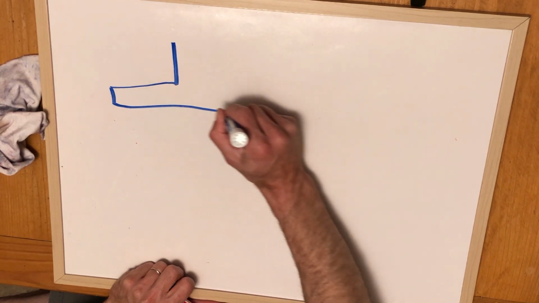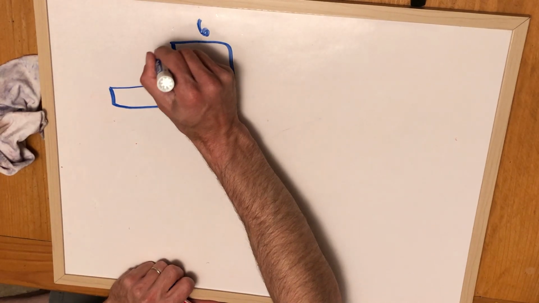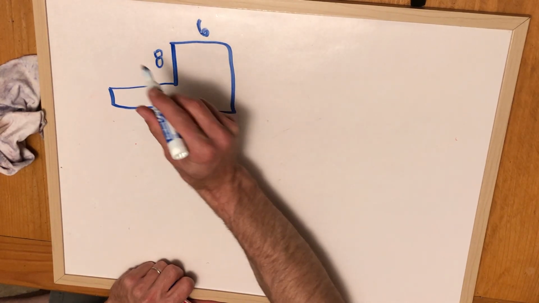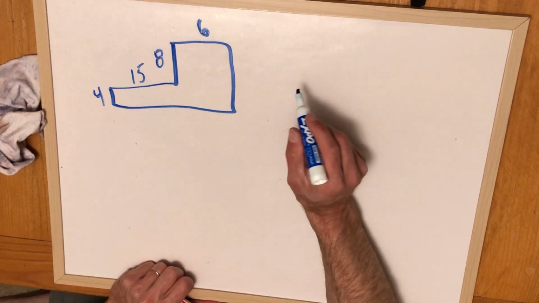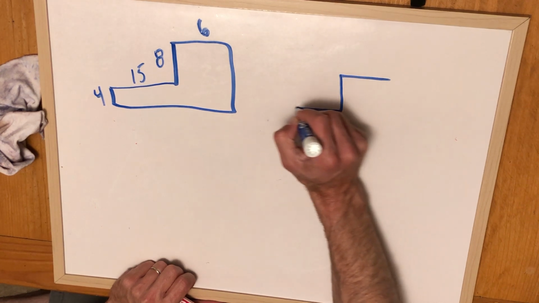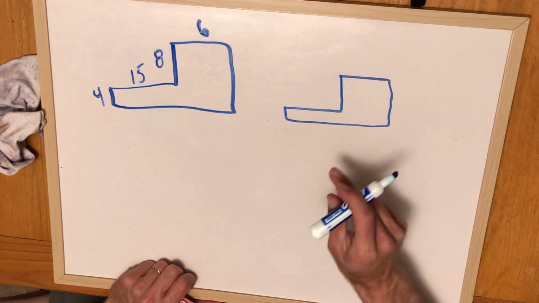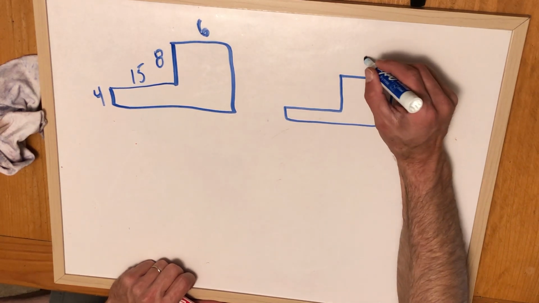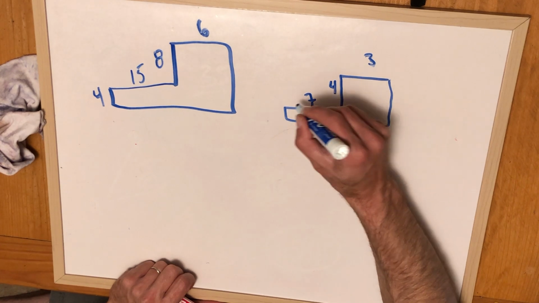This down, and this is 6. This is 6, 8, 15, and 4. And I'm going to redraw the littler one right here, just like this. I'm just going to flip it upside down. Okay, this is 3, this is 4, this is 7, and this is 2.